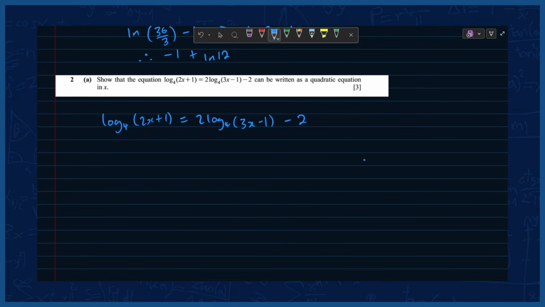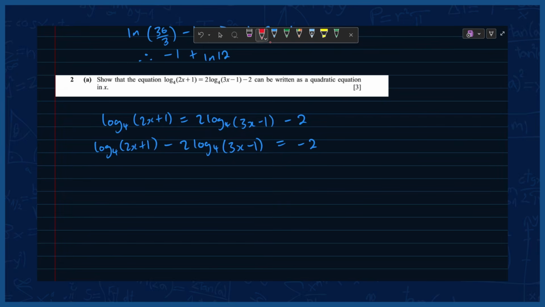So what you want to do as a first step is you want to put all the logarithms on one side. So I'm going to have log to the base 4 of my 2x plus 1 minus 2 log to the base 4 of 3x minus 1, and this is all equal to negative 2.